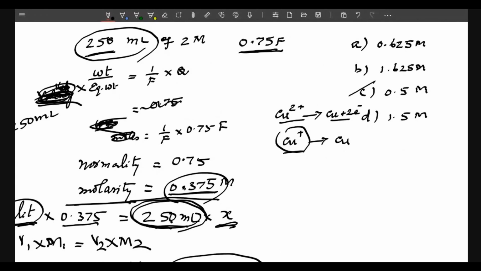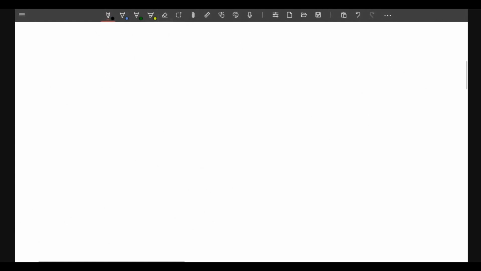Take down this problem. 100 ml of 0.8 molar copper sulfate solution is electrolyzed for 30 minutes by passing 5 ampere current. Calculate the amount of copper sulfate in gram in the solution after electrolysis. Option A, 4.23 gram of copper sulfate.